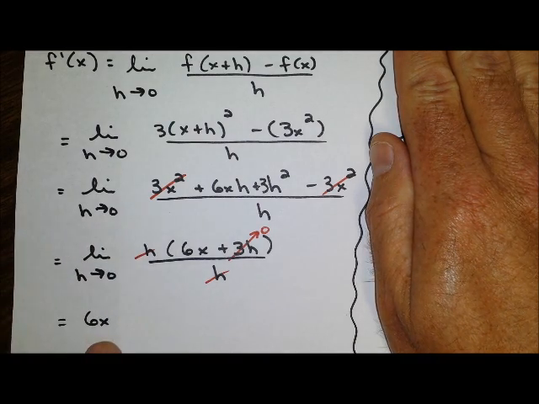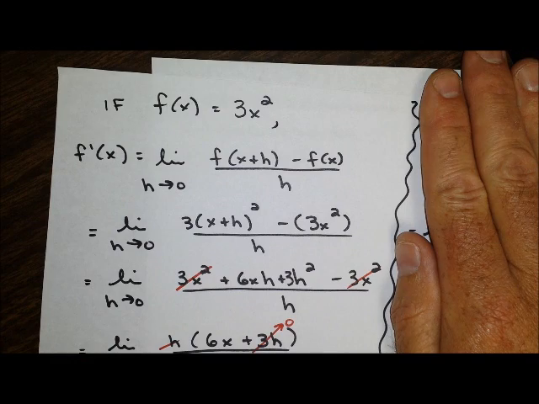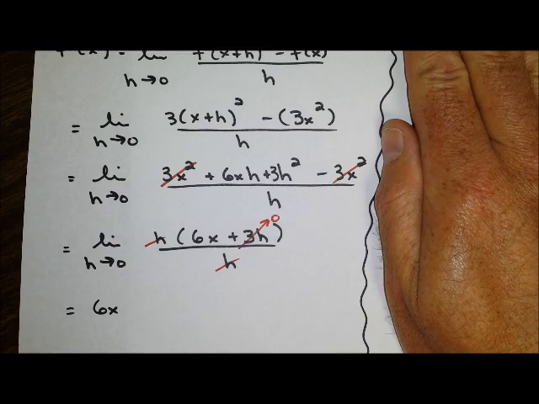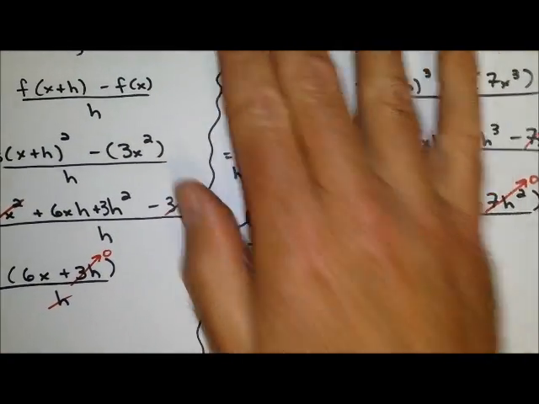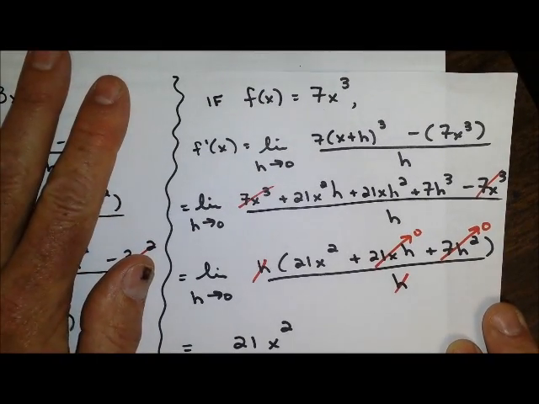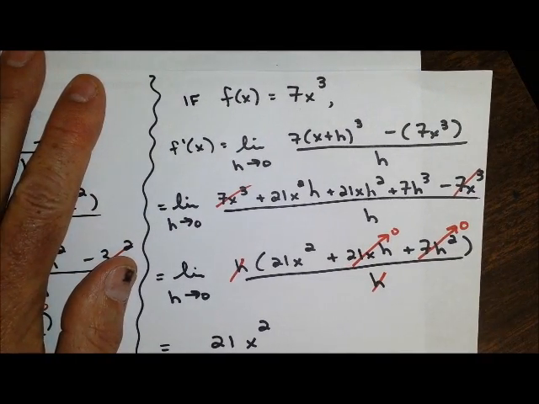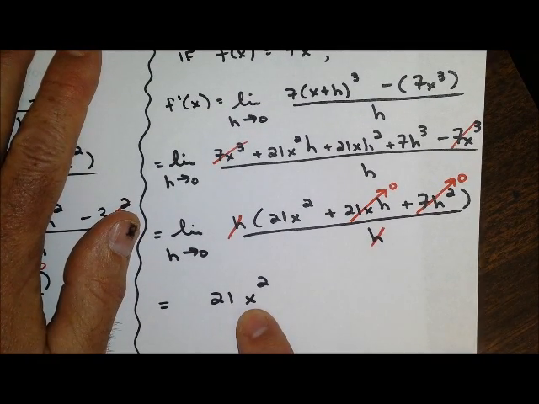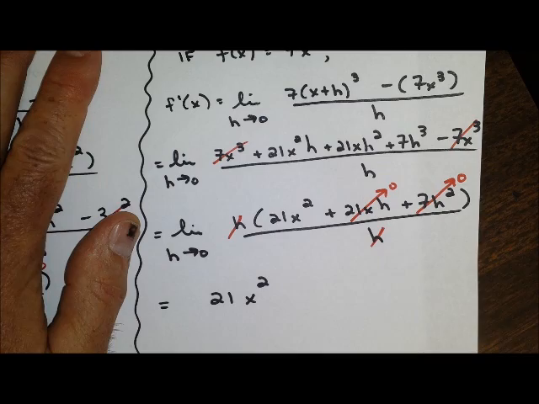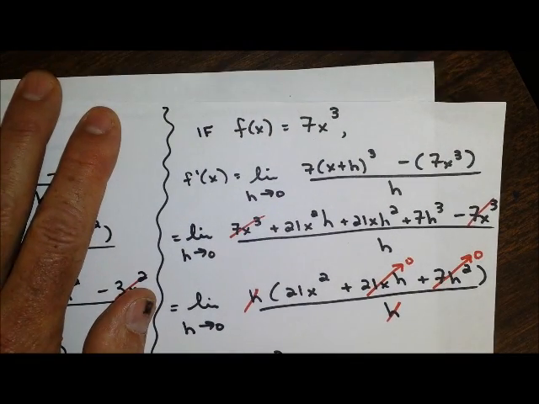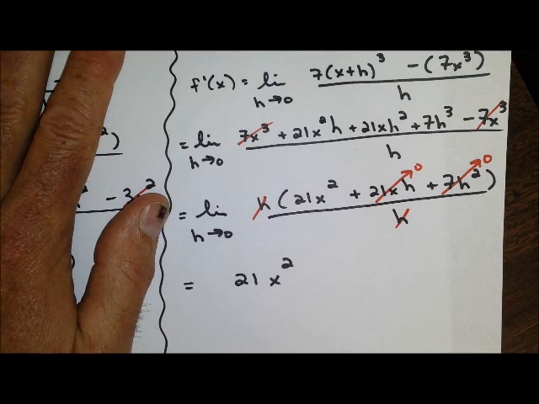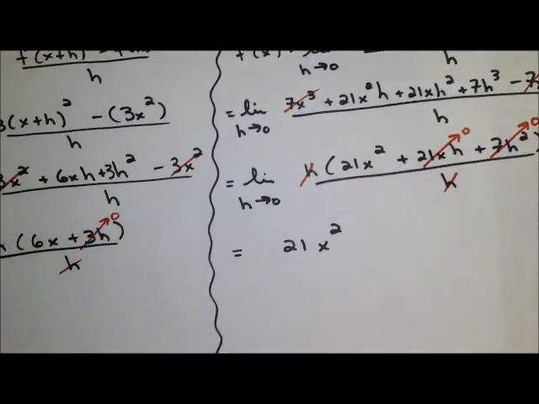Okay? So the slope of the function f of x equals 3x squared, the slope of that function at any point along that function, can be found by taking 6 times the x value. Okay, the other one, the function f of x equals 7x cubed. Again, you see the work here, resulting in a slope value, the derivative value of 21x squared. Again, if you want to find the slope anywhere on 7x cubed, take the x value, square it, and multiply it by 21.